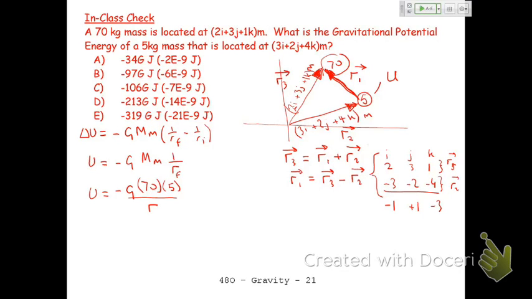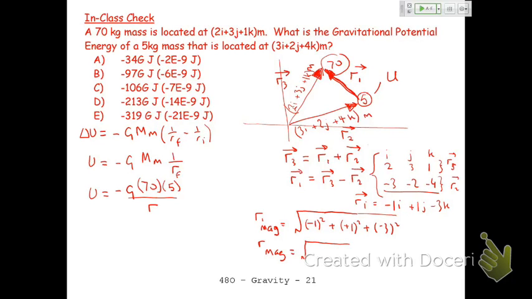So this is my R1 vector. I don't want the vector. I want the magnitude of this vector. So R1 mag equals the square root of -1 squared plus +1 squared plus -3 squared. So R mag is equal to the square root. 1 plus 1 is 2. 2 plus 9 is 11.